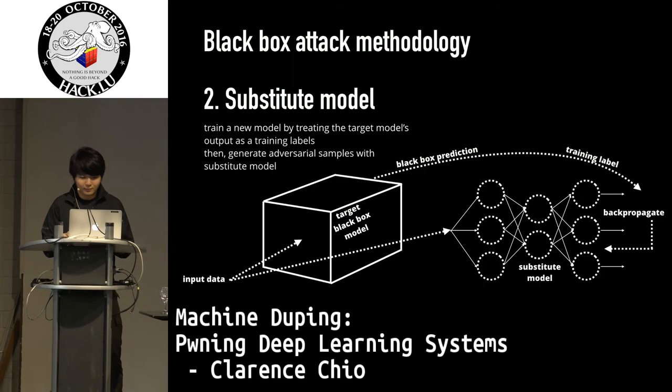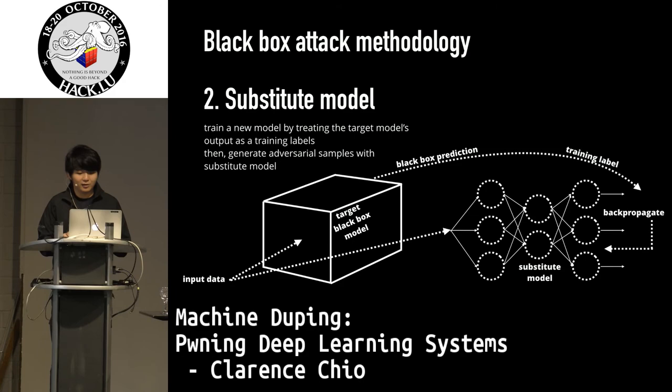And substitute models are another thing that we can use to train adversarial samples on a black box model that we have never seen before. Basically, you want to treat the new model's input with the output labels of the previous model, and you are training a new model based on a model that you don't have access to, which is why it's called a substitute model. And why is this possible?